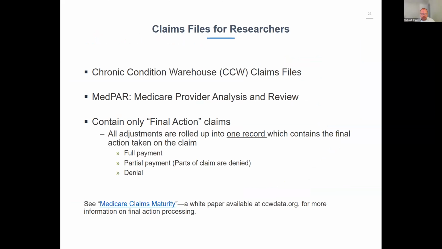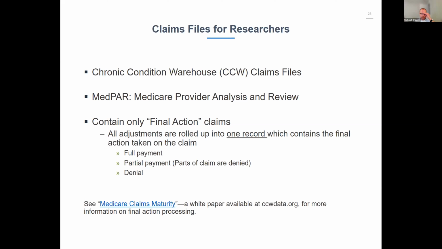So the claims files for the researchers, we usually say CCW, the Chronic Condition Data Warehouse claims files. And separately, which I think we'll talk about, is the MedPAR file, the Medicare Provider Analysis and Review file. It's a rolled up file of certain claims. They contain only final action claims, meaning all adjustments are rolled up into one record. So you don't see multiple adjustments being made to a claim on separate lines. We get all of that rolled up into the final action claim, including full payment, partial payment, and denial.